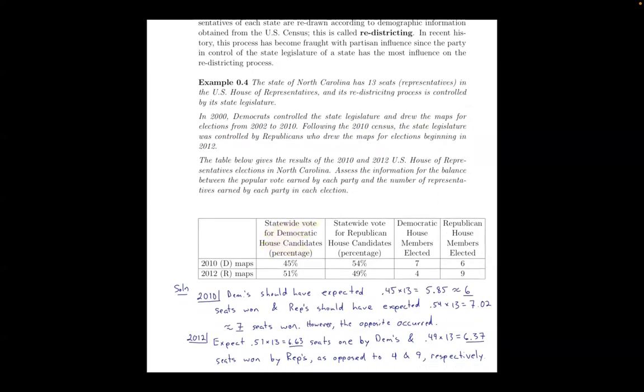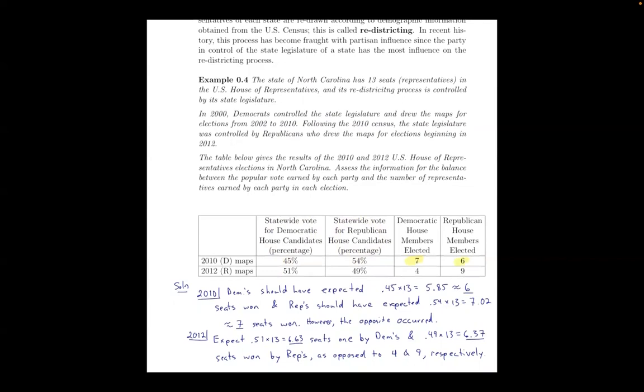So again, like I said, in a fairly drawn map, what we would expect is the overall percentages. So we see in 2010 that 45% of the vote statewide went towards Democrats, and 54% of the vote statewide went towards Republicans. So we should see something similar to that in the number of House members elected for each party.